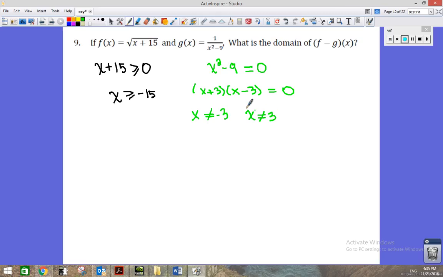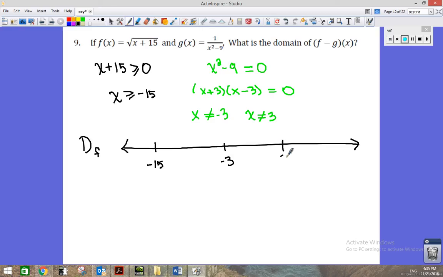We can't have that. So let's draw a picture of the domain of f, draw a picture of the domain of g to help us find the domain of f minus g, because we're going to intersect these two sets. Both of these have to be true at the same time. Sometimes that's hard to see unless you draw a picture of it, at least in the beginning when you first start studying these things. Negative 15 is smaller than negative 3, and negative 3 is smaller than positive 3.